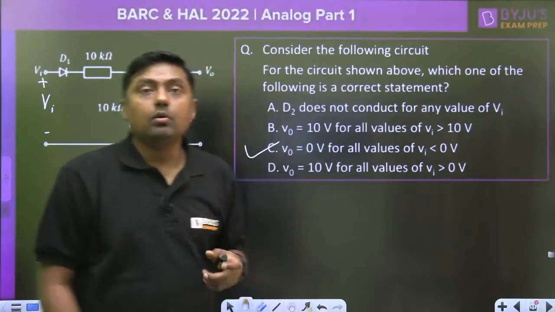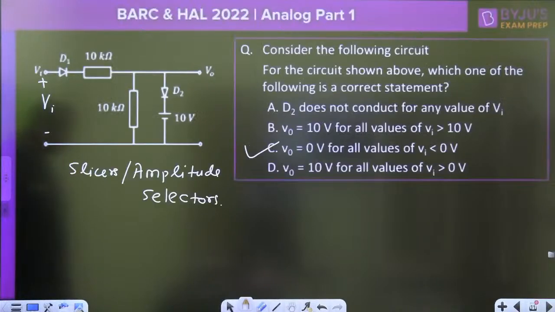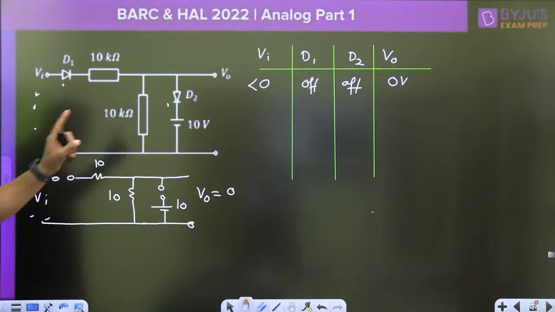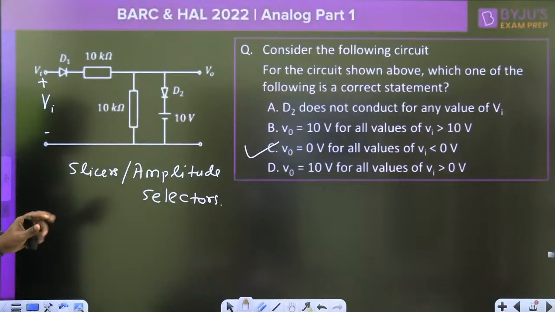So this is a clipper, where we are having the two diodes, ideal diodes D1 and D2, and 10 kilo ohm and 10 kilo ohm. Now watch this. First case, Vi less than 0, both the diodes are off, and what is the output? 0 volt. One answer is correct, that is the C option.